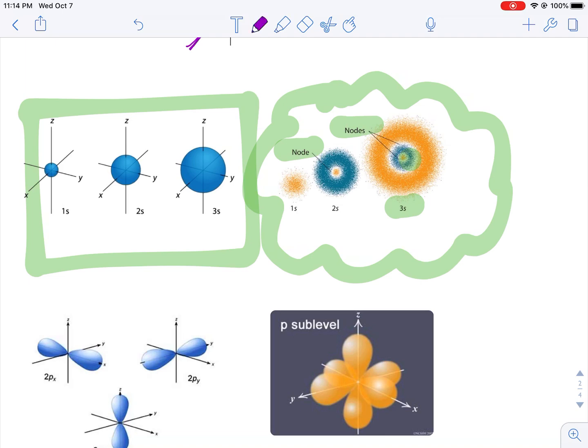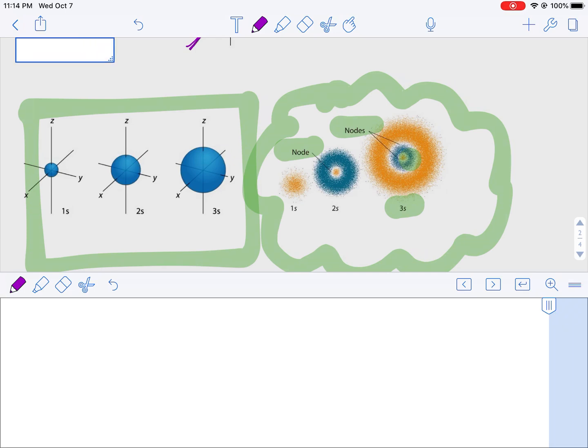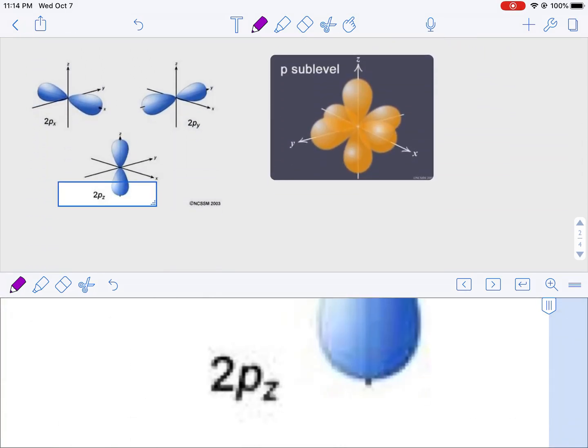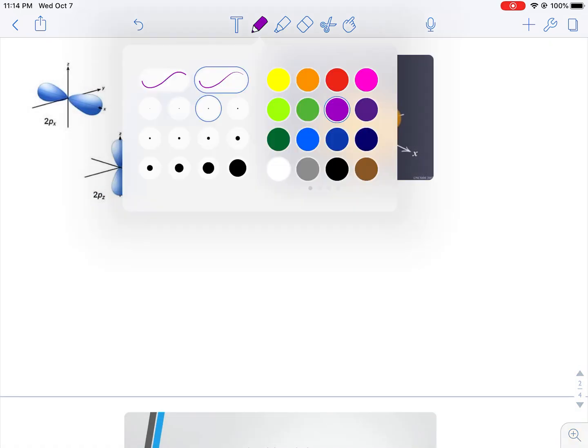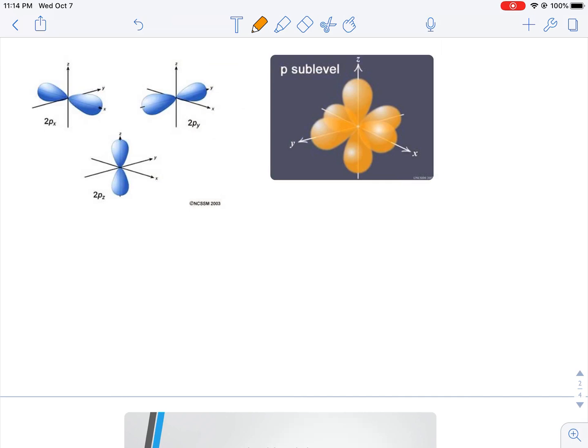Let's look at our P sublevel. The P sublevel is our peanut shape. If I were to look at the peanut shape, let's look at this first one here in the upper left. If I were to look at it along the y-axis, I would see these two nodes. If I were to look at it either up or down on the z-axis, again, I would see two nodes. However, if I were to look at it along the x-axis, it would look bulgy, like the sphere does.